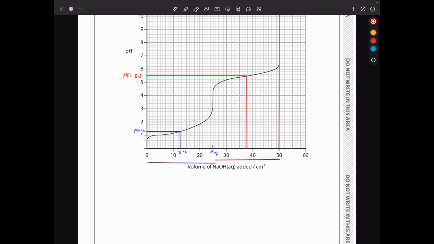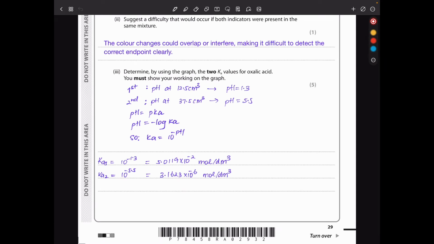Now for the second, we will get the volume from 25 to 50 because it occurs at 50. And that means the second half equivalence is going to be at this point, giving us a pH of about 5.5. So if we have pH 5.5 and 1.3, we know pH is equal to pKa and pKa is negative log Ka. So Ka should be 10 power negative pH, meaning for the first one, it's going to be 10 power negative 1.3, giving us that. And for the second one, it's going to be 10 power negative 5.5, giving us that. So these are the two Ka values.